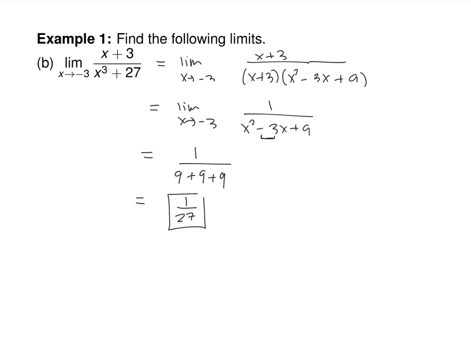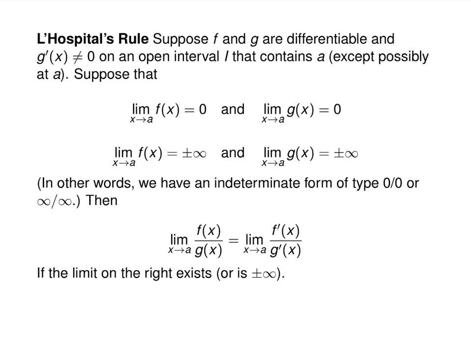So the rule we're going to use is something called L'Hôpital's rule. It's French. I'm probably saying it wrong, but it's not La Hospital. I know that much. You're actually pretty spot on.